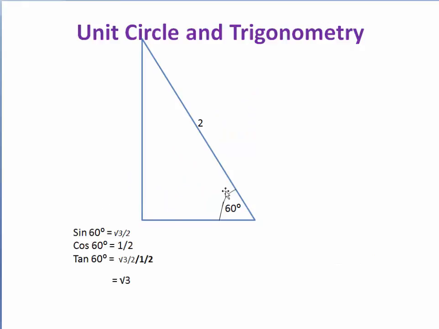Using the same triangle, but we're looking at the 60 degrees now. So the sine of 60 degrees, so opposite over hypotenuse, root 3 over 2. Cosine of 60 degrees, adjacent over hypotenuse, 1 over 2. Tangent of 60 degrees, sine divided by cosine, which is root 3 over 2, divided by half, which is root 3.